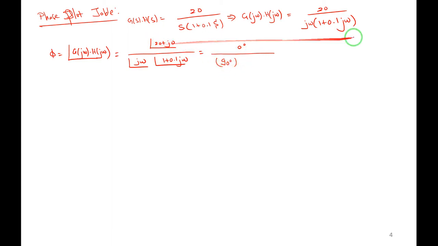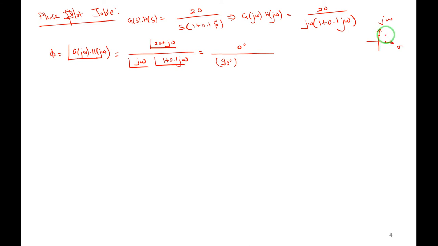Let me show it. 20 plus j0. Let me take sigma, j omega. So 20 plus j0 means 20 will be located here. It is 0 degree here, right? The next, j omega. J omega means somewhere it will be located here. 1 j omega, right? So it is 90 degree from here to here if I measure 90 degree. Next, 1 plus 0.1 j omega. Somewhere it will come here.